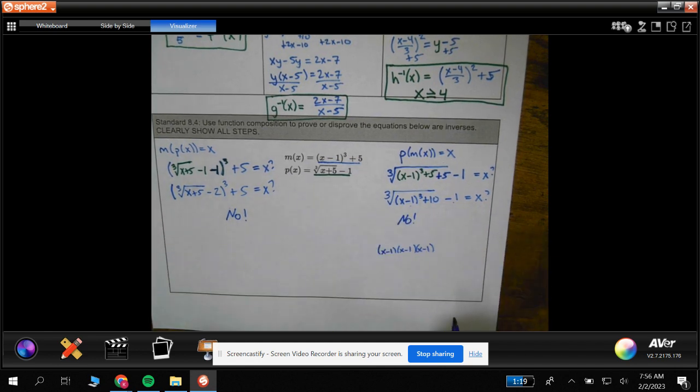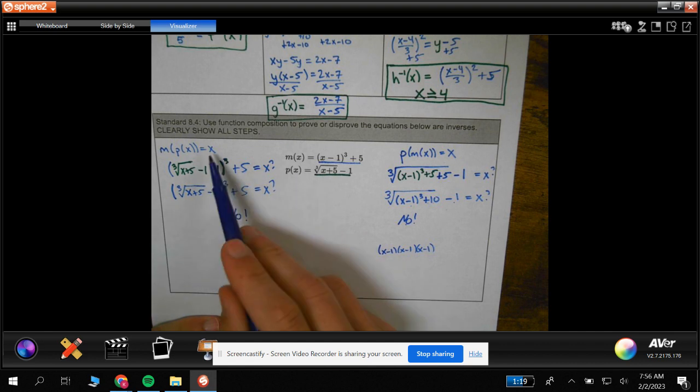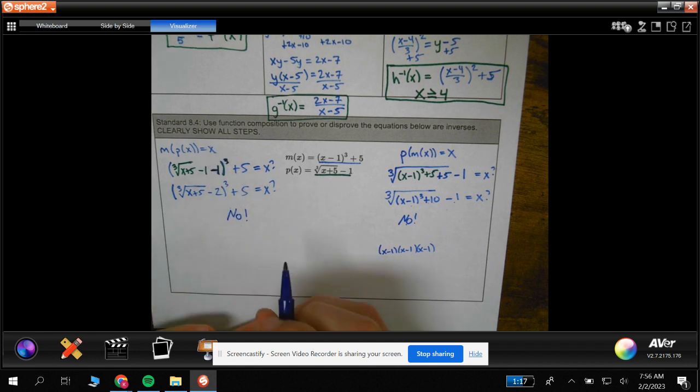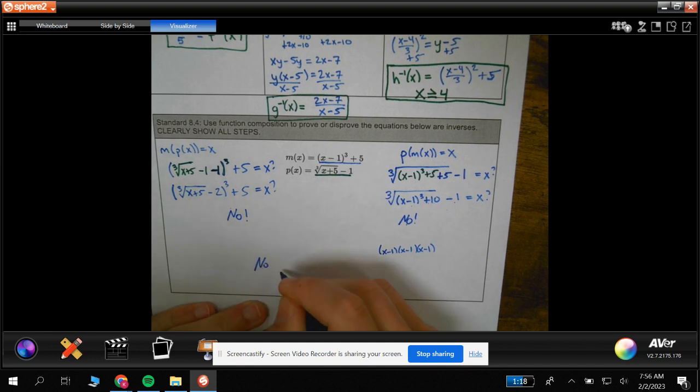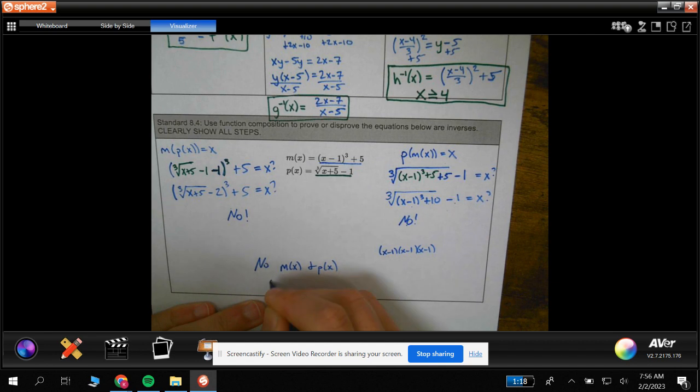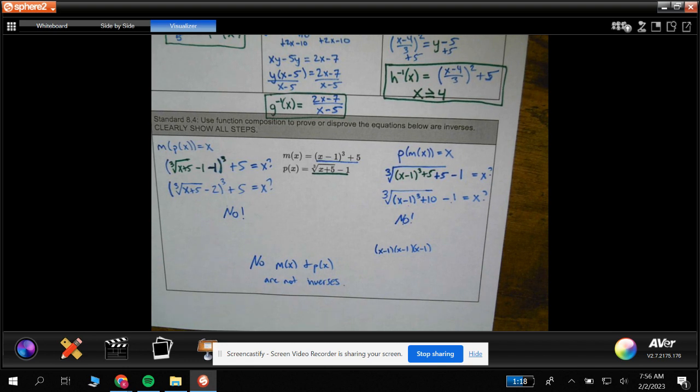So again, you could do the work to expand all the algebra out, or you could think critically about what's in here and think ahead about what might happen. So neither of these, when I compose the functions together, equal the original input. They don't undo each other. So in this case, the answer is no. M of x and p of x are not inverses.